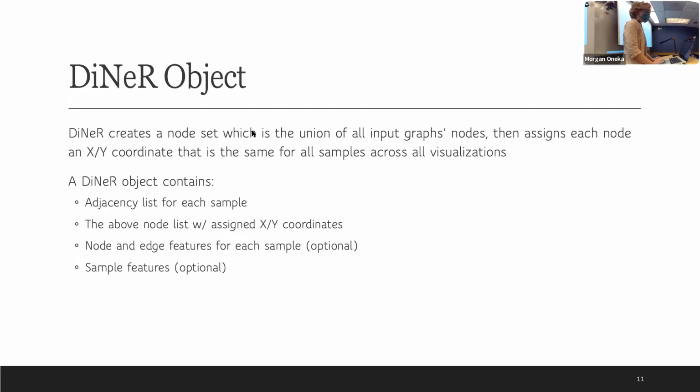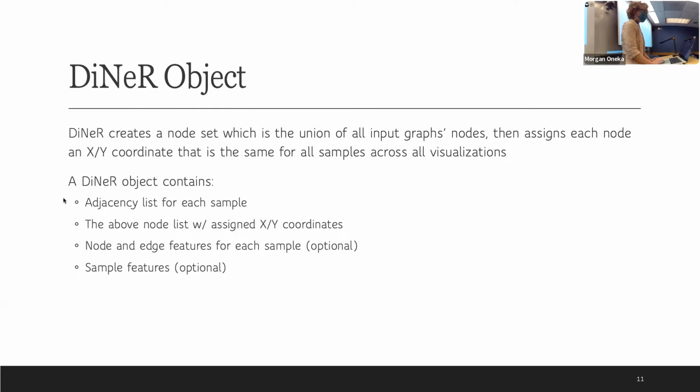So we have this coordinate list, and that is how we can see where the nodes are supposed to be each time we call a plotting function. So that's included when we create a DINER object. I was modeling it off of Seurat a little bit, where you have just one centralized object that has all the information that you need.